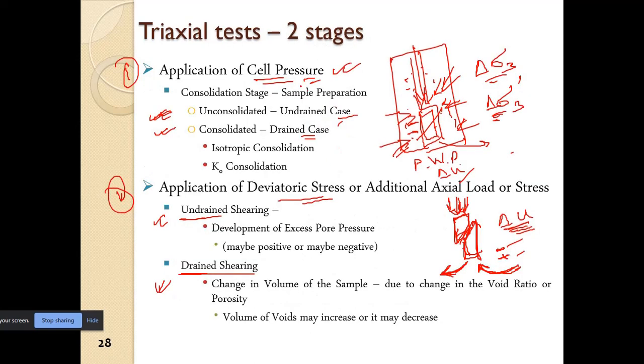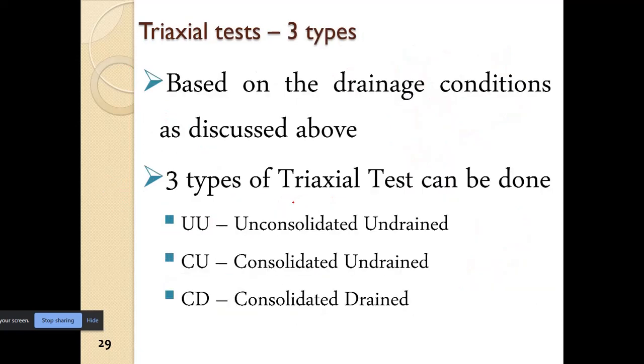So based on the drainage conditions we have discussed here, we can now devise three types of triaxial tests. So what are the three types of triaxial tests that can be done? One is where in the application of cell pressure, the sample is unconsolidated, and in the application of deviatoric load also, it is undrained. So the drainage is not allowed at any stage of the triaxial test. So basically that is unconsolidated and undrained.